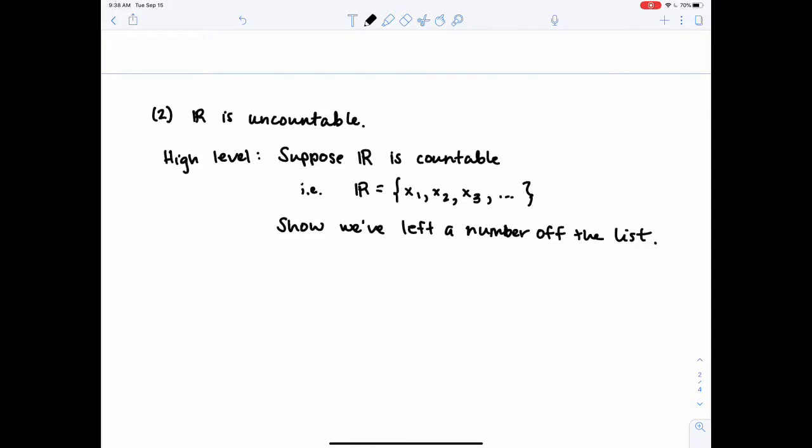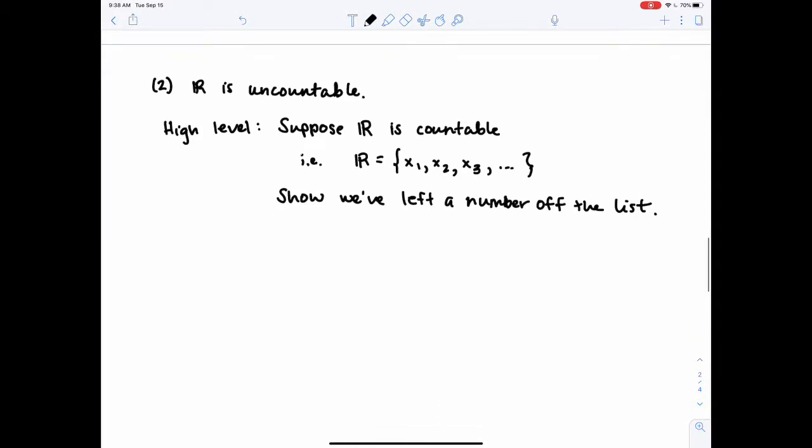So I'm going to assume that R looks like x1, x2, x3, etc. That all of these xi's that I have are exactly all of the real numbers. Every real number appears in this list is my assumption, and we're going to show that that leads to a contradiction.